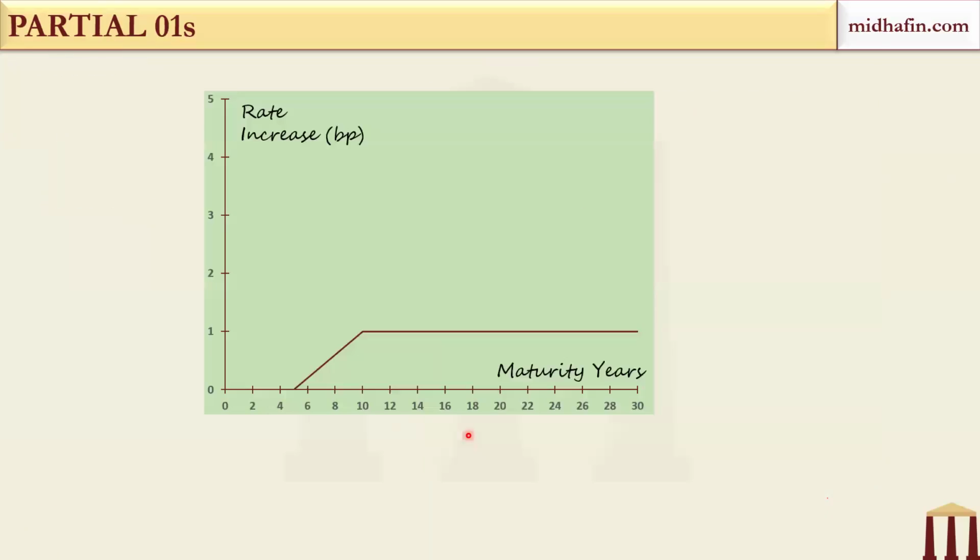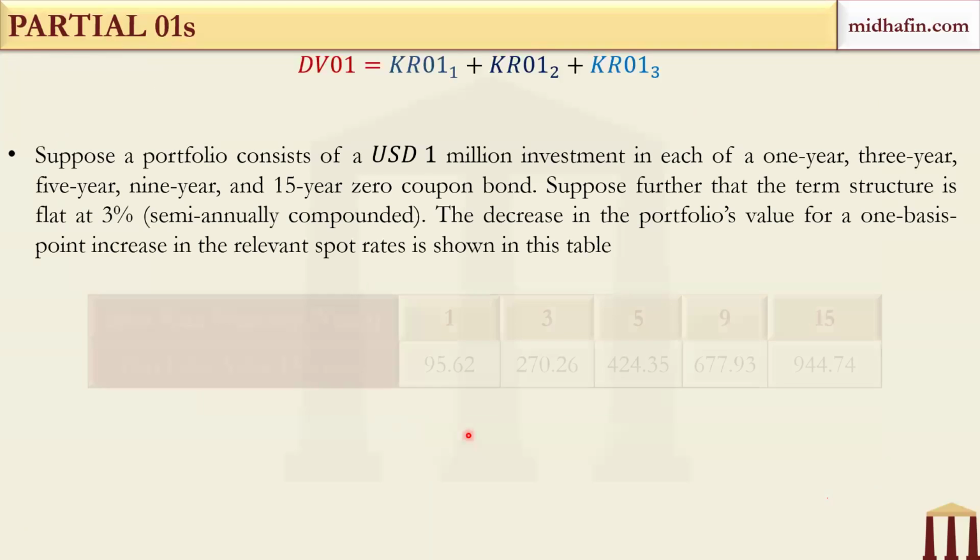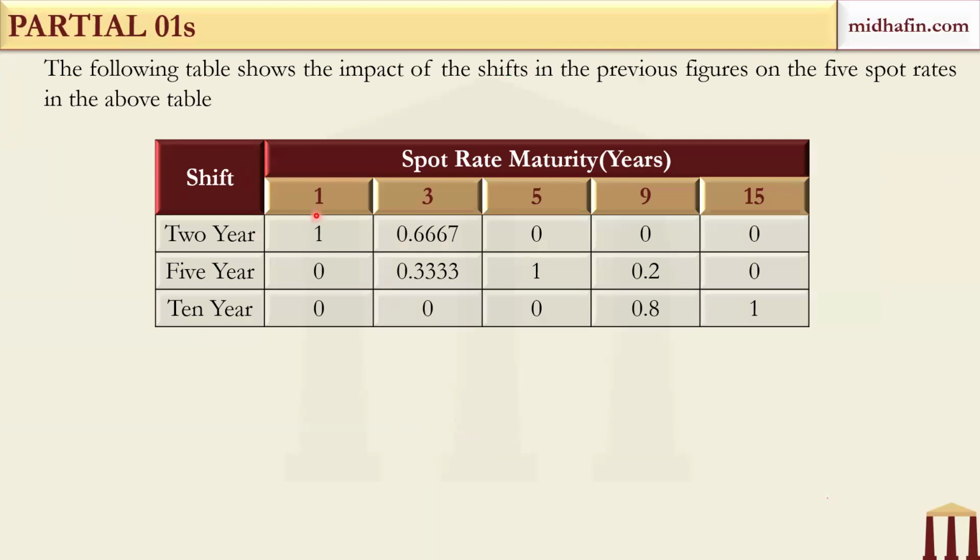Okay, now keeping that in mind, I first need to find out what will be the change in the 1-year spot rate if the 2-year key rate changes, if my first key rate changes by 1 basis point. We have seen that for all maturities less than 2 years, the change is the same as the change in the key rate. So it will be 1.